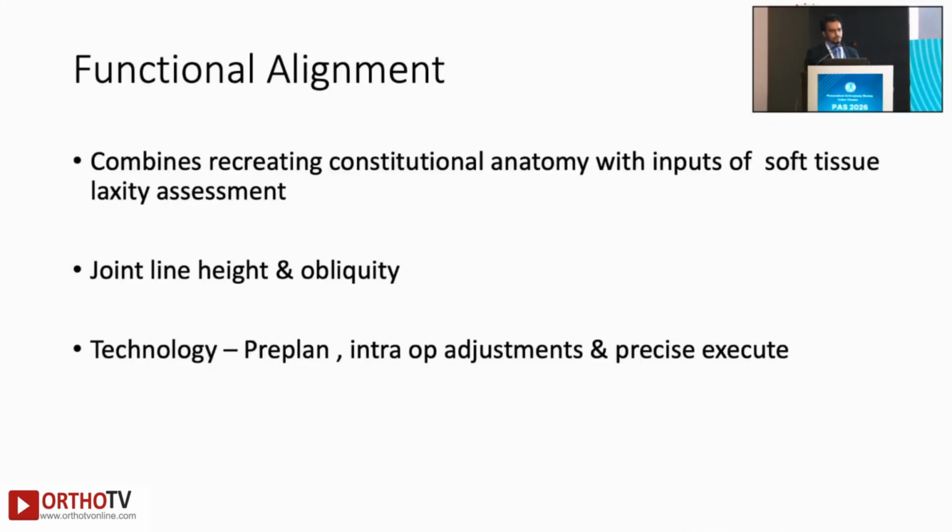And so basically functional alignment is something that recreates your constitutional anatomy, the joint line height, the obliquity. But of course, technology is going to be a very important part. It's not just in the pre-planning, but even the execution of those precise 0.5, 0.1 degree cuts that is needed, that can be achieved by using some sort of technology, mostly robotics.